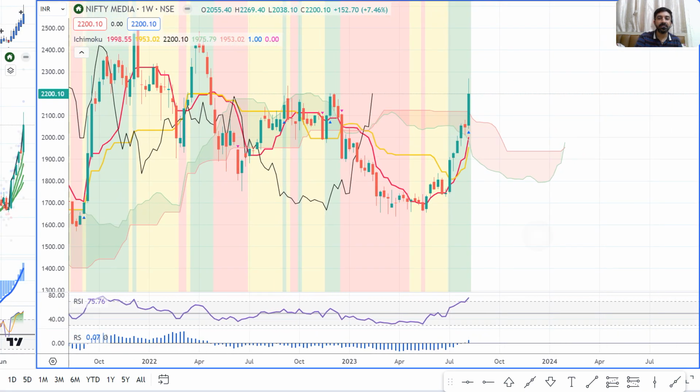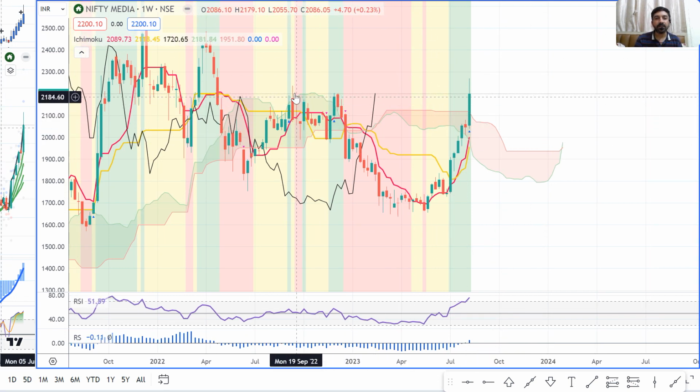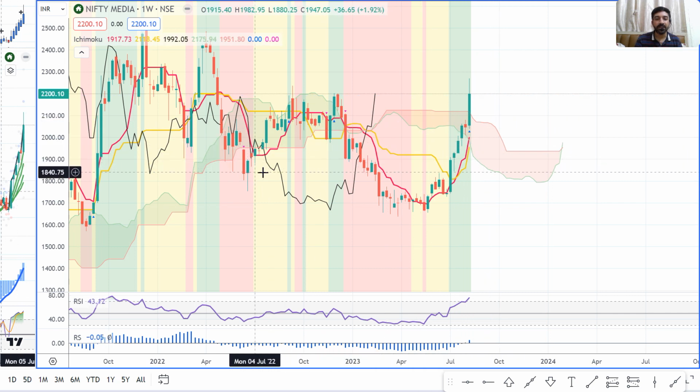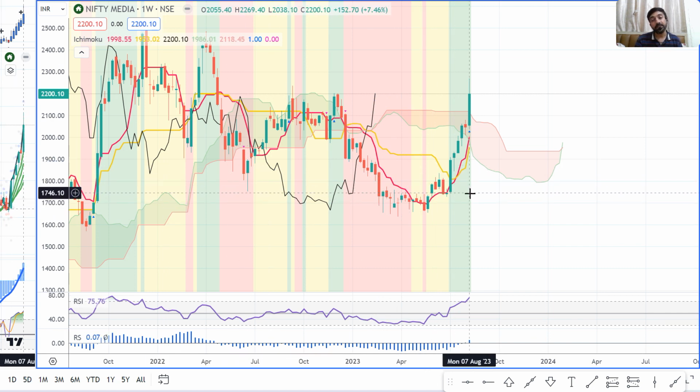Media is another sector which is breaking out. If you see on the closing basis, these were the previous highs, and now it is breaking out of it. Relative strength, if you see, had been an underperforming sector for quite a long time, almost the entire 2022, and now it is breaking out. So this might be a good place to bet for the longs.